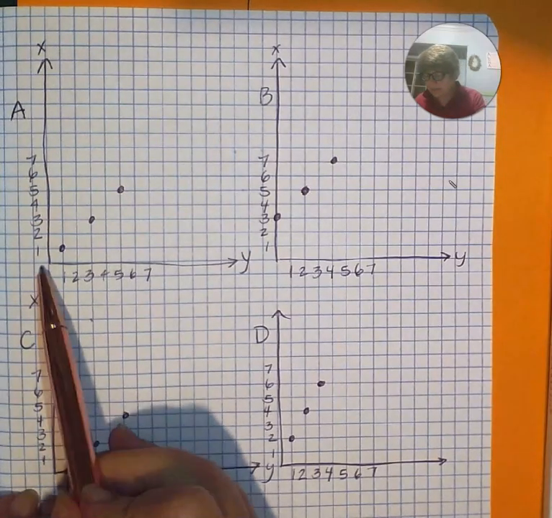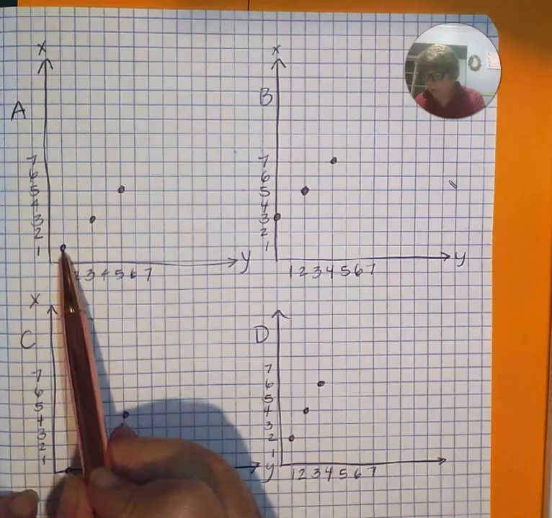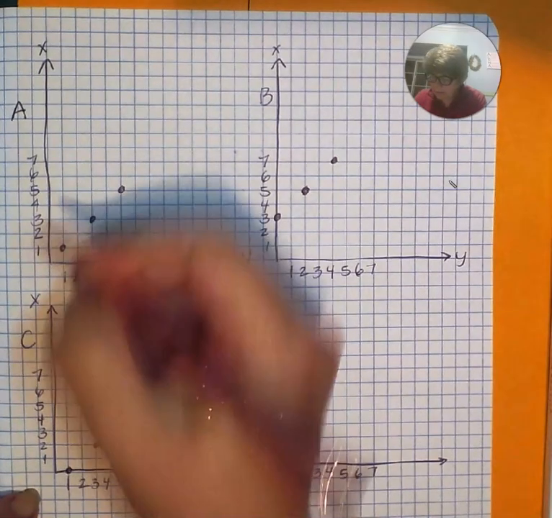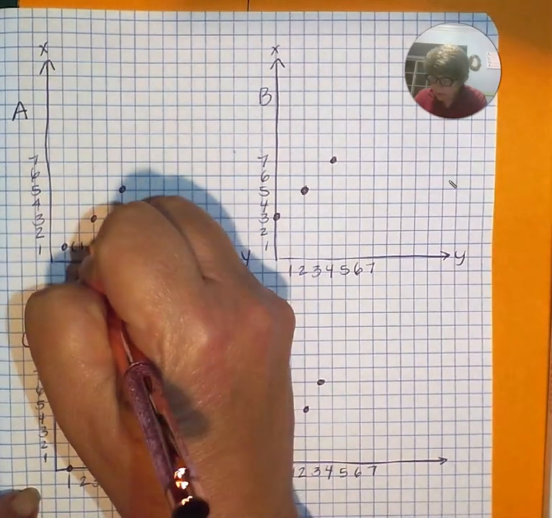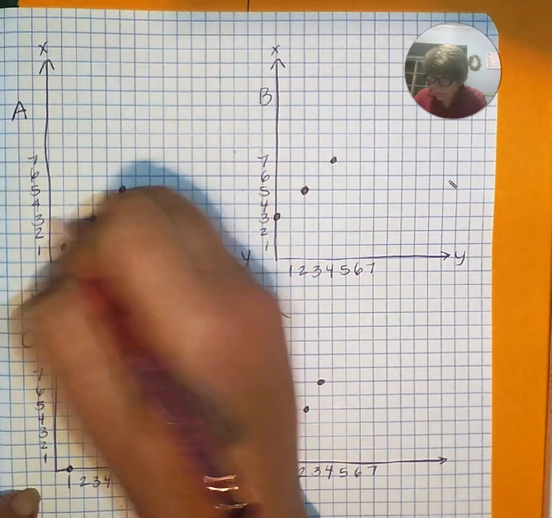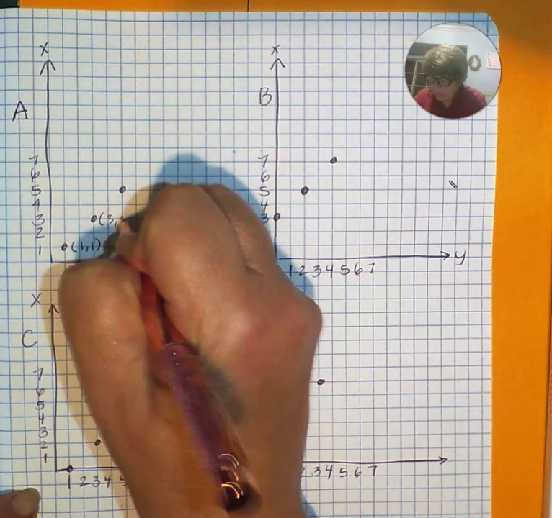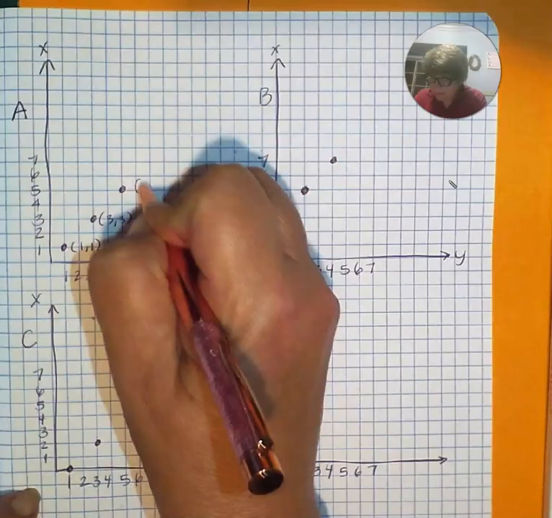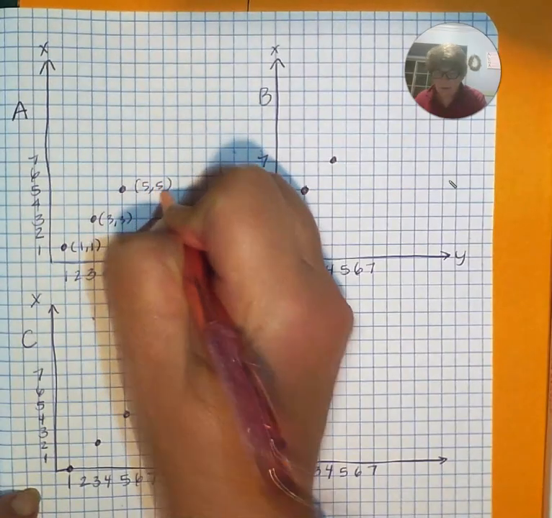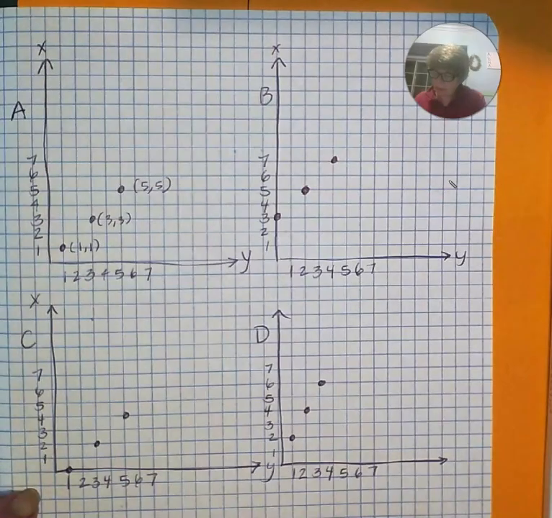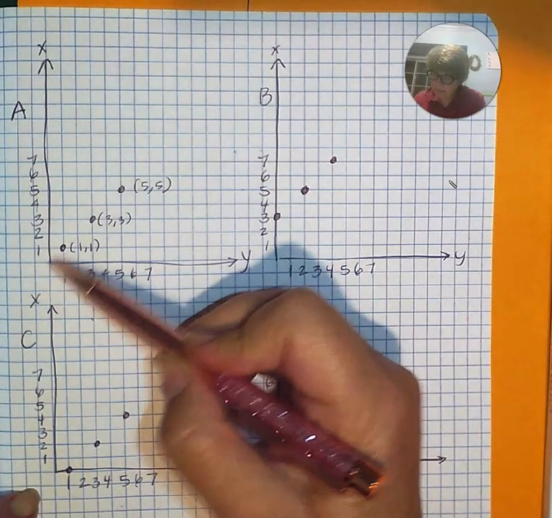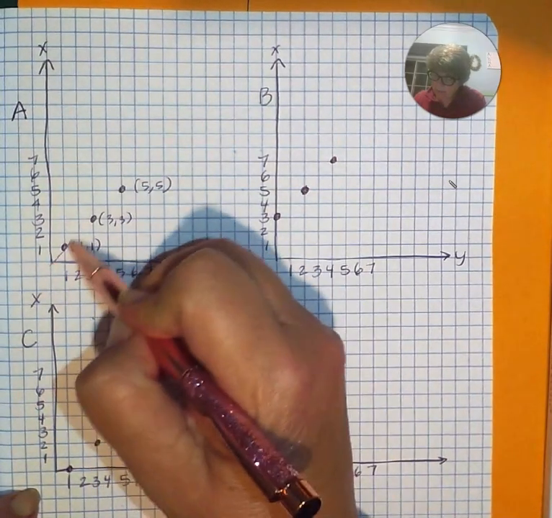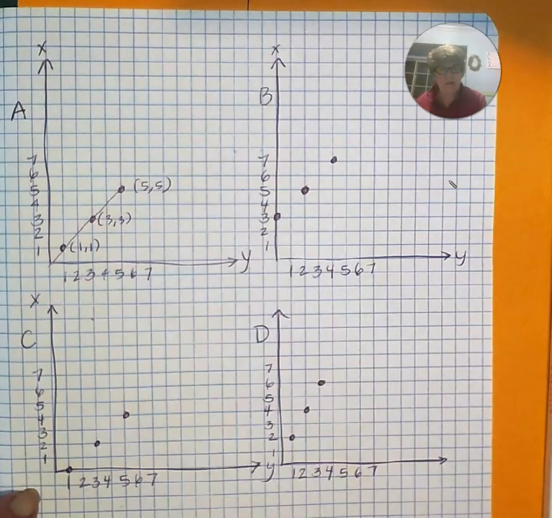Here we see that A, we have 1, 1. We could even label it 1, 1, 3, 3, 5, 5. So we have points that are in a line, and we see that the X and the Y coordinate are the same. They make a nice diagonal line there.